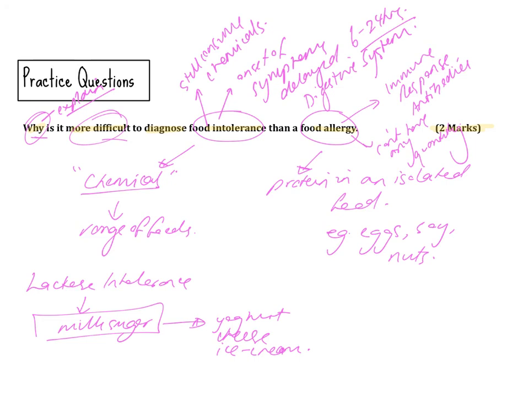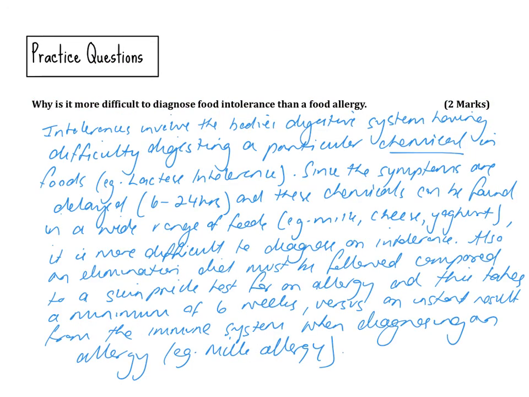are looking for. So here we can see an exemplar, which is what you would be aiming to develop for a response in this kind of question in the exam. So let's go through what this says. So intolerances, so we can see here addressing that part of the question. Intolerances involve the body's digestive system having difficulty digesting a particular chemical in foods. And here we can see an example, which is always important to support your response. So this is an example of cause and effect language.